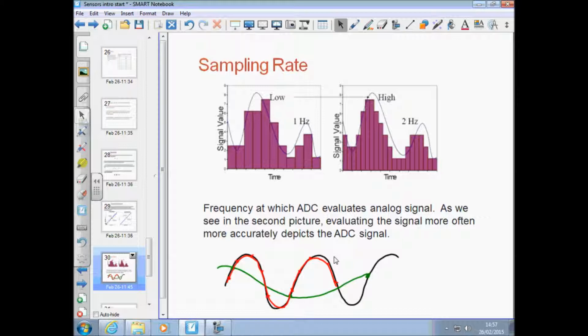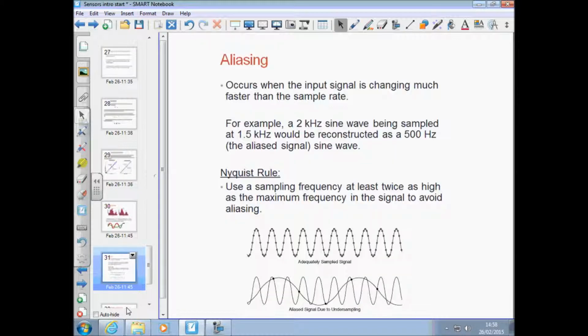So you can get an error from the frequency at which the ADC evaluates the analog signal. As we see in the second picture, evaluating the signal more often more accurately depicts the signal being put into the ADC. So if we sample at a much higher frequency, taking more readings of the actual analog signal level, the more likely we are to reflect that signal accurately.